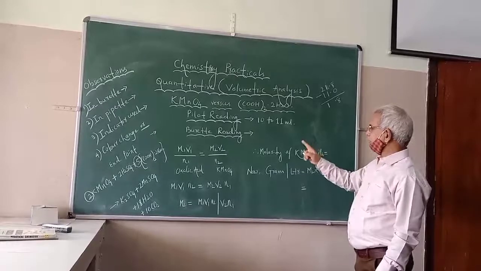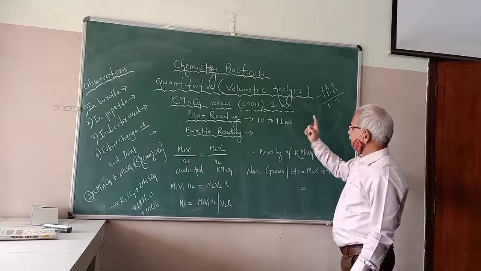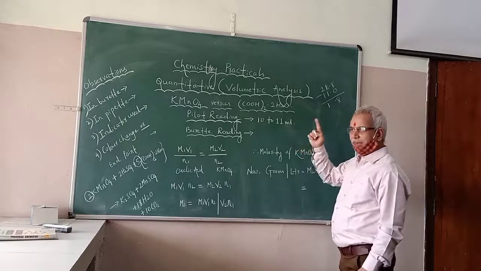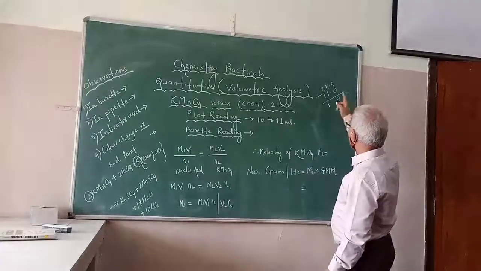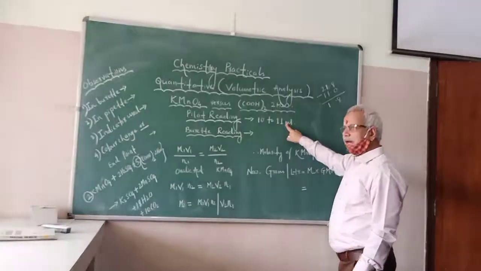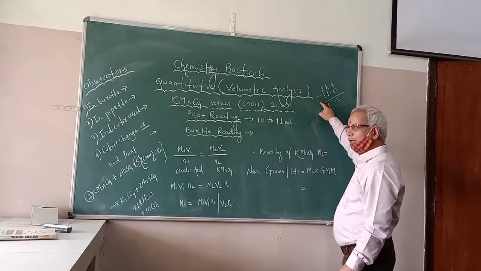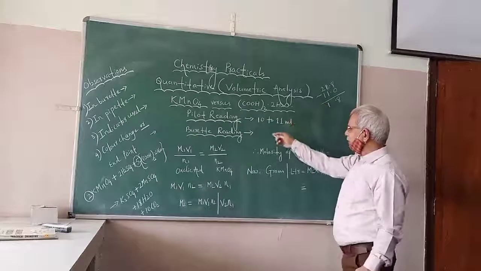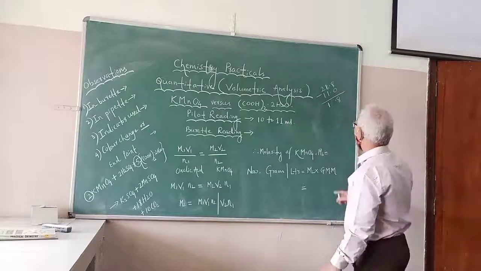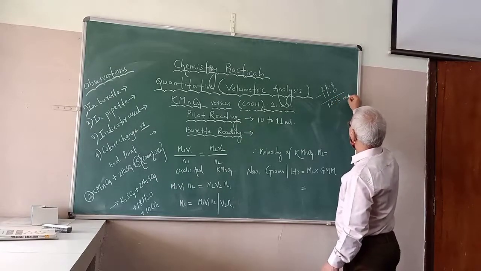The pilot reading is 10 to 11, and from 11 I started. 11 plus 10, up to 21, I added continuously. From 21, it was added drop-wise. At 21.8 I got the light pink color. For the pilot reading I get a dark color, whereas for the real reading I get a light color, because every drop counts here, so light pink is enough. So it is 10.8 ml consumed.